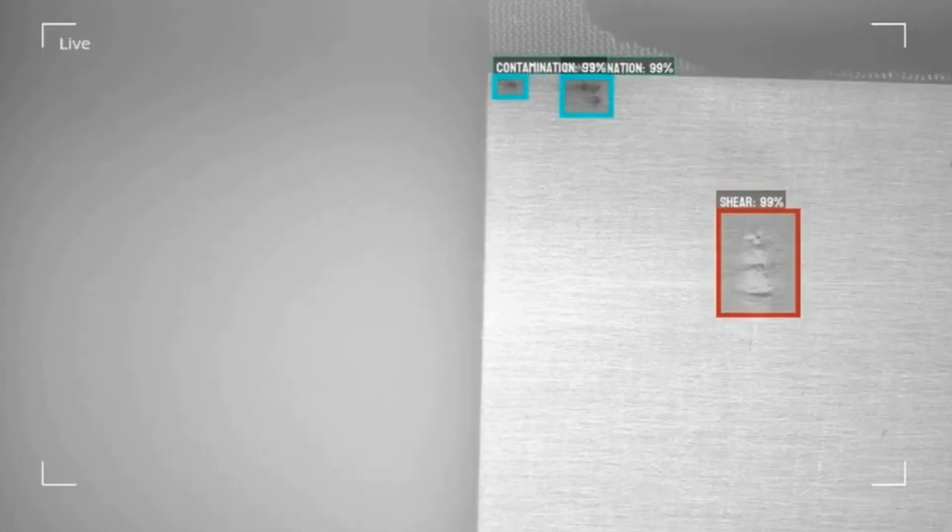Hello everyone and welcome. Today we're diving into the world of fabric defects. We're gonna look at examples of these defects, how they might appear and where they come from.